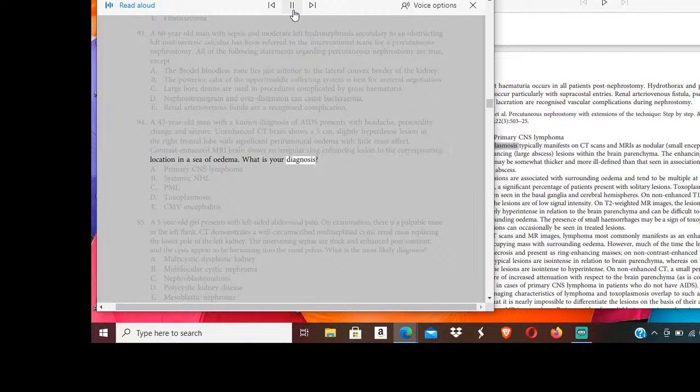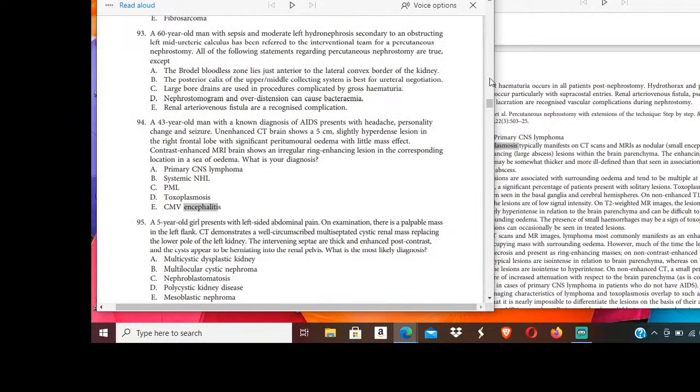What is your diagnosis? A. Primary CNS lymphoma. B. Systemic NHL. C. PML. D. Toxoplasmosis. E. CMV encephalitis.